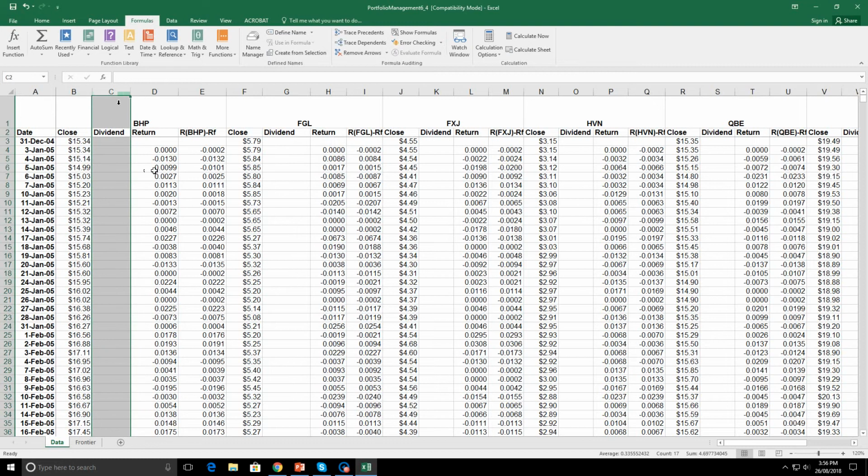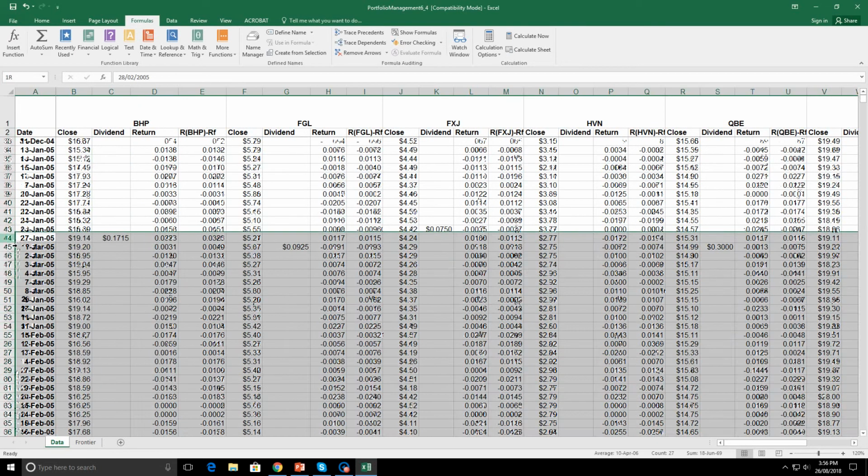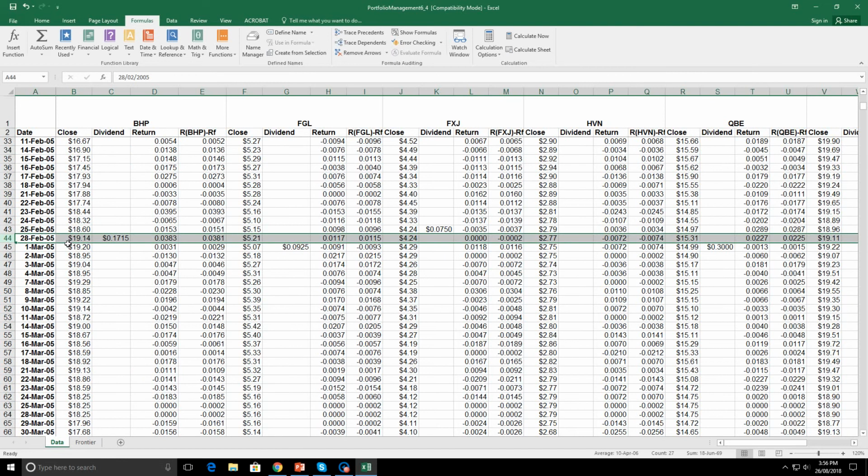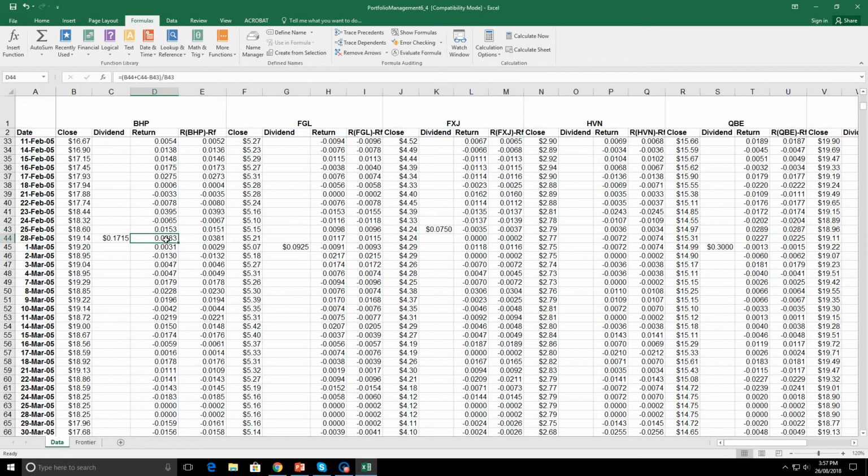However, we have one additional factor here, that's dividend. For example, for BHP in column B, we are given the closing price, and in column C, we are given the dividend. For example, you can see on 28 February 2005, a dividend was paid on the ex-dividend date. So to calculate daily returns after considering dividend, we have to add this dividend in the formula. The formula now stands as today's price plus dividend minus yesterday's price divided by yesterday's price. That's how we calculate daily return for BHP, and this is how we do the same for all other stocks as well.